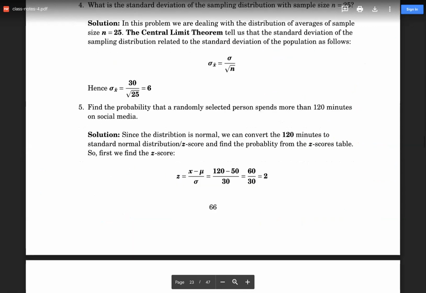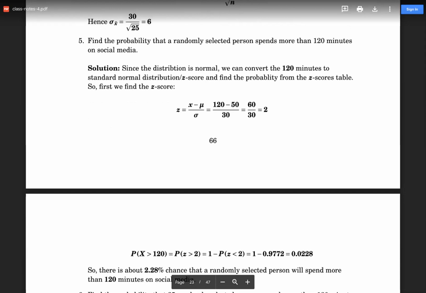Number 4, this problem has several parts. Now we are getting into more interesting stuff. Find the probability that a randomly selected person spends more than 120 minutes on social media, which is easy. We know it's bell-shaped, right, with a mean of 50 and a standard deviation of 30. So 120 is going to be right here. You want the probability greater than 120, so we are looking for the probability of x greater than or equal to 120 minutes.